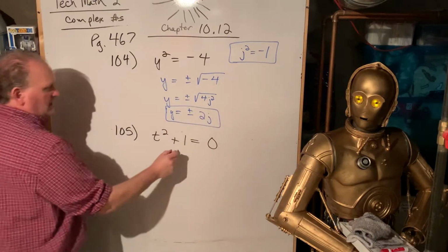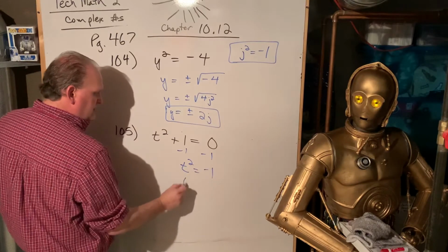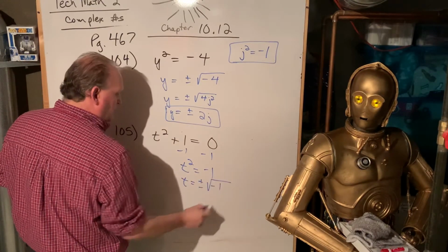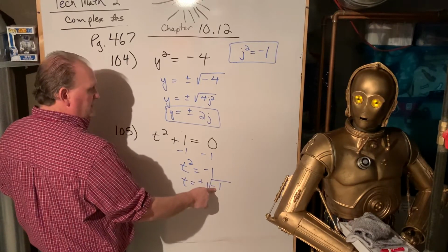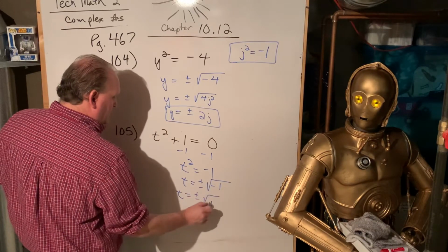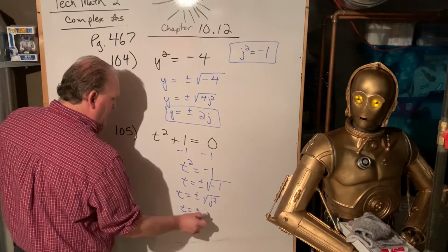All right, same dog, different fleas. We got t squared equals -1. T is equal to plus or minus the square root of -1. We can't take an even rooted thing with a negative inside. So plus or minus j squared, and t is equal to plus or minus j.